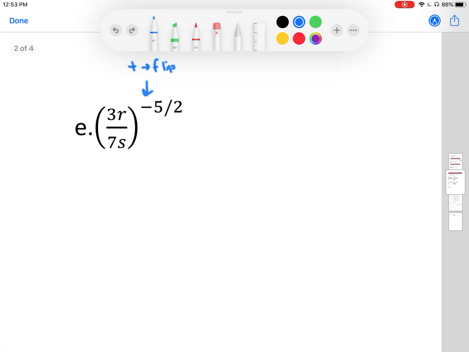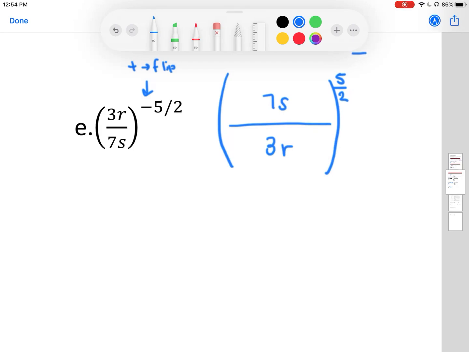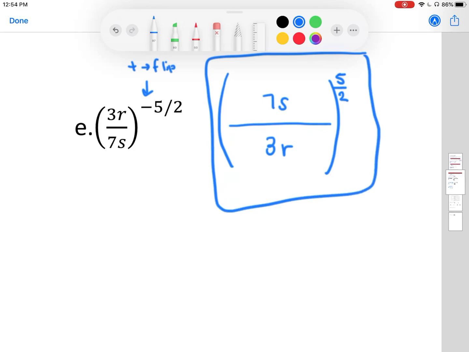so that I have 7s on top and 3r on the bottom, and all of that is raised to the now positive 5/2. Now, can I do anything more with that? No, I can't, right? So that's all we have for this problem.